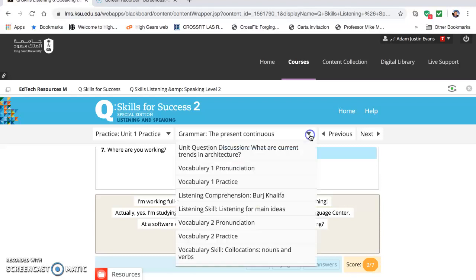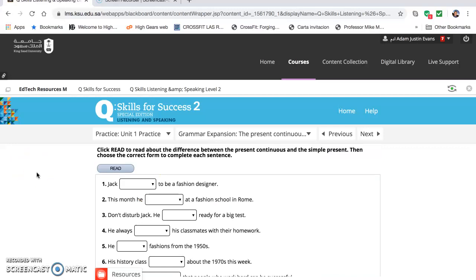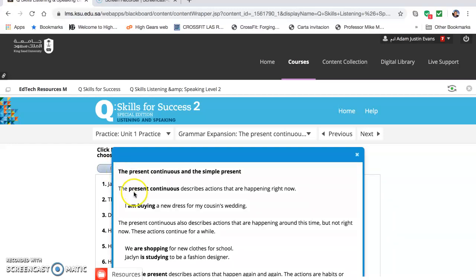Now finally, what I'd like you to do is choose the grammar expansion, the present continuous and the simple present. Here what you need to do is read about the difference between the present continuous and the simple present, and then choose the correct form. So let's take a read. The present continuous describes actions that are happening now. So I'm buying a new dress for my cousin's wedding. The present continuous describes actions that are happening around now, but not necessarily now. And the present simple describes actions that are habits.